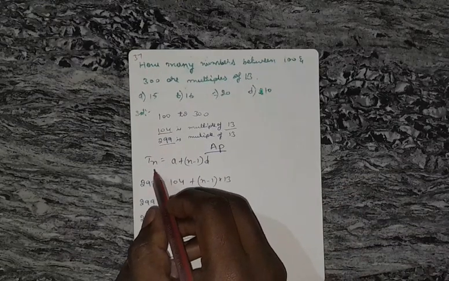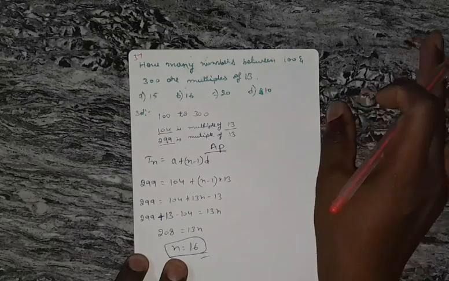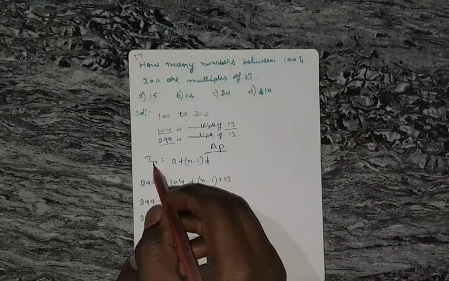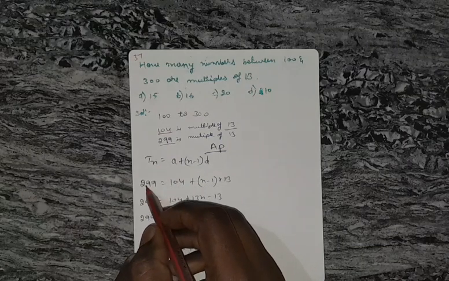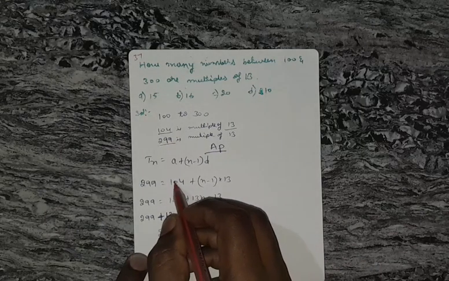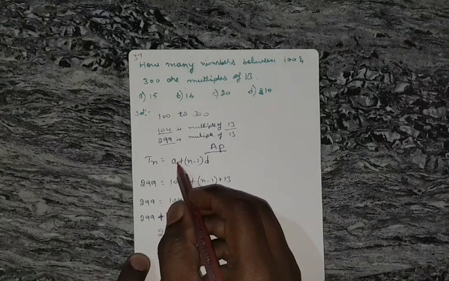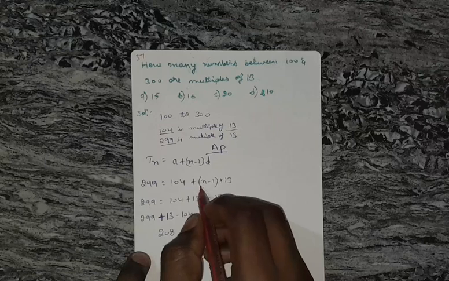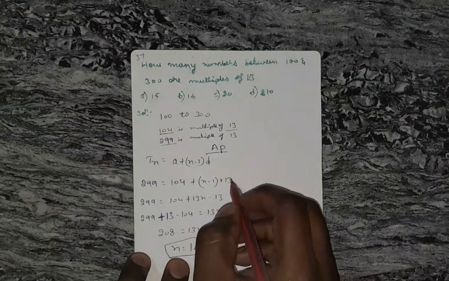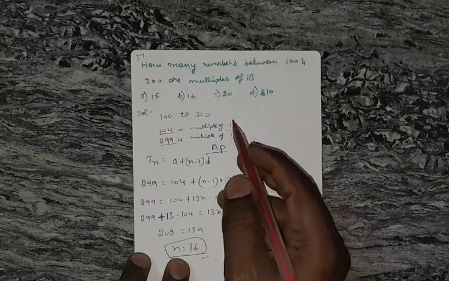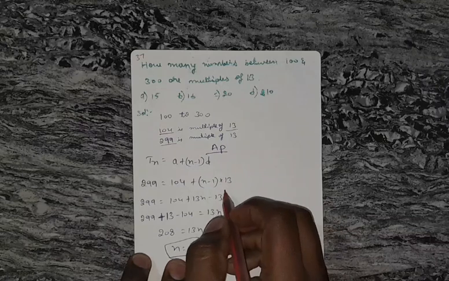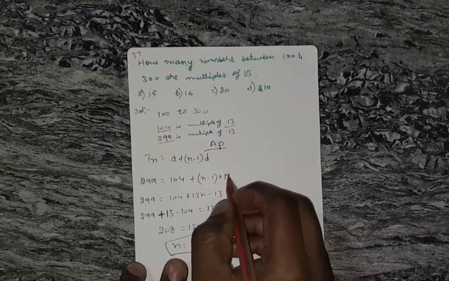This is a problem of AP, arithmetic progression. Now Tn means the final term, that is 299, which is a multiple of 13. The first term is a, and n minus 1 times the difference, which is 13, because these numbers are all multiples of 13, right? So 13 is the common difference.